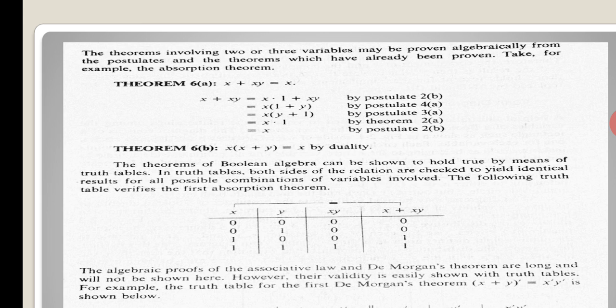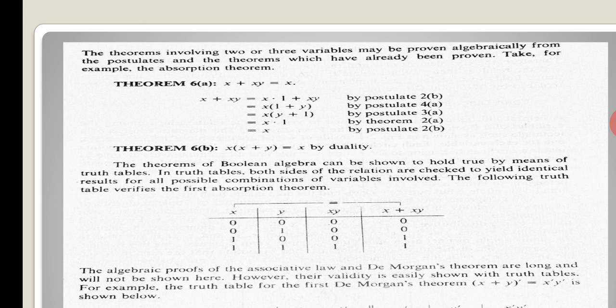I request everyone to solve it manually. Whatever you have seen in theorem 6a, in the same fashion I request you to solve theorem 6b by taking some of the appropriate postulates. If you have any doubt, you can contact me, or you can drop a message on WhatsApp. I will solve it manually and let you know how exactly you can get the actual answer for the theorems. Now there are some truth tables.